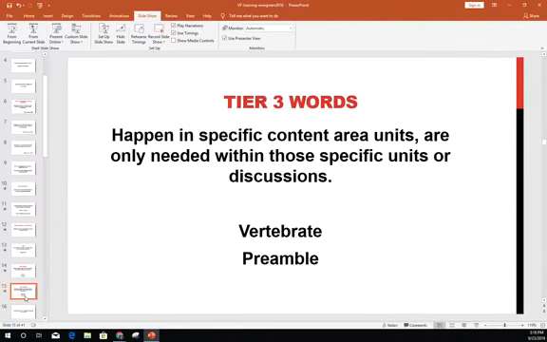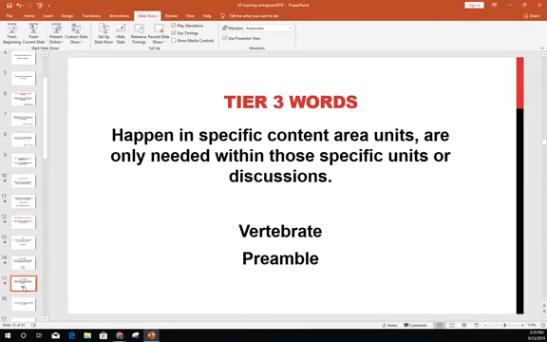And then finally, we've got tier 3 words that happen in specific content area units. They're only needed within those specific units or discussions. So an example would be science or social studies vocabulary. This could also be industry specific. Mechanics or engineers might have words specific to their industries that most people wouldn't use on a regular basis. But examples of that would be vertebrate, which is science vocabulary, and preamble, which would be more social sciences vocabulary. But the point is that we don't use these words that often. They do tend to be difficult for students because they're more complex, but they just don't occur as often.